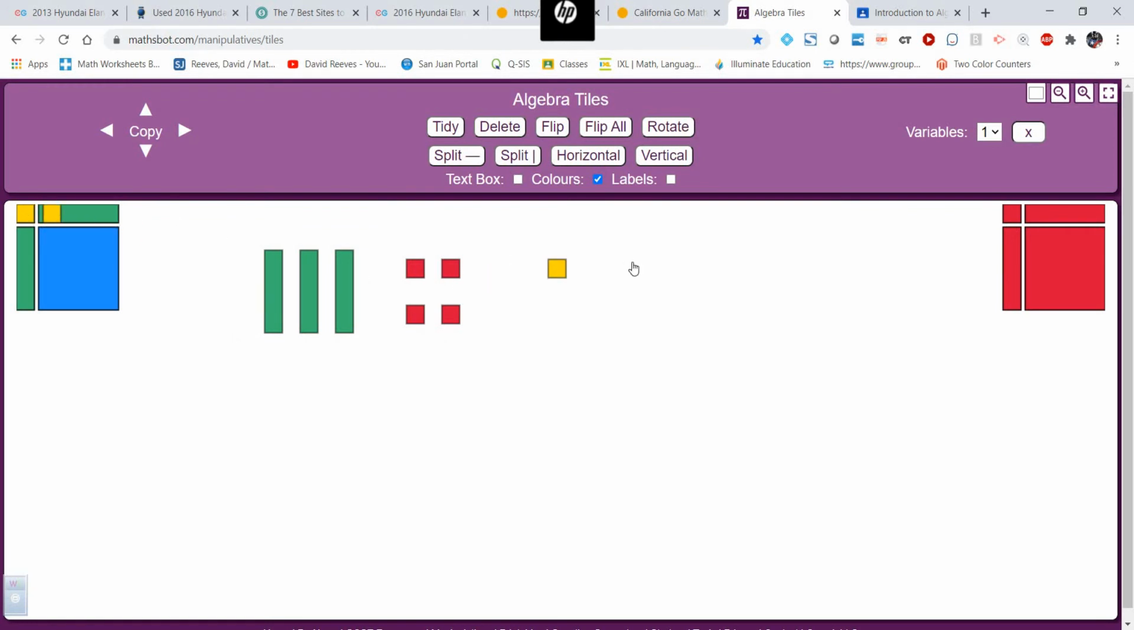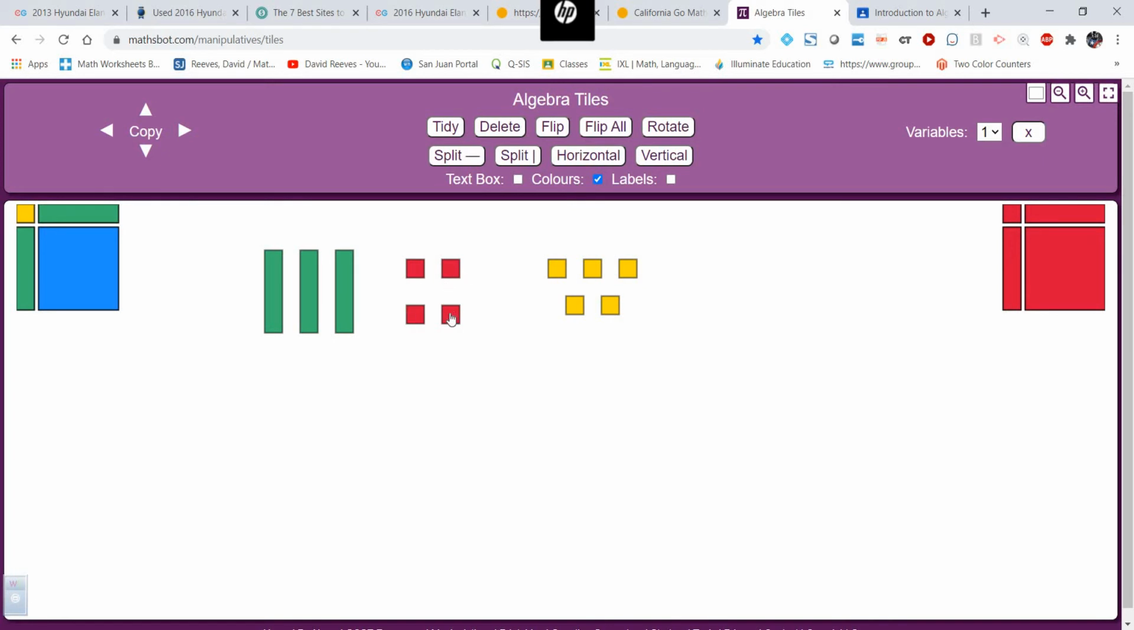1, 2, 3, 4, and 5. So there would be my equation. Now to solve that equation, remember what we want to do is the opposite operations in the opposite order. So generally we're adding or subtracting first. In algebra tiles, that means we get rid of these ones here, and then we divide.